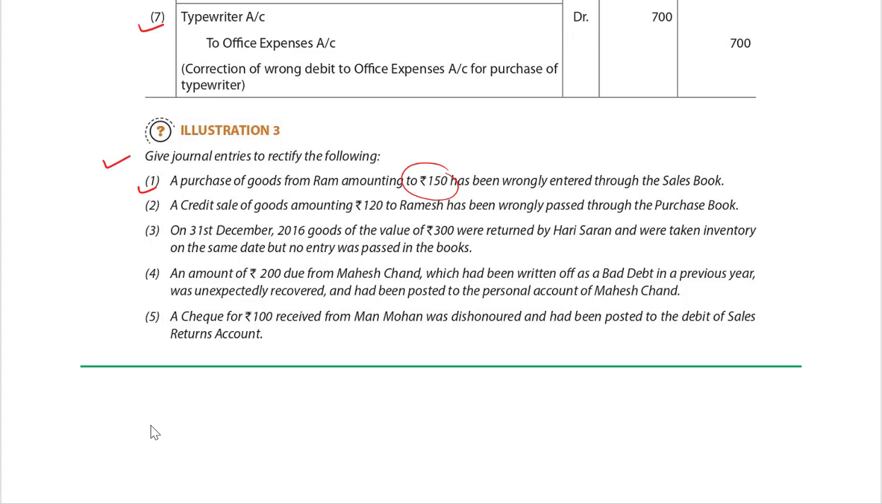What kind of error is this? So what should we do? Purchase should be debited to Ram 150. By mistake we have credited the sales account. So what entry have we passed? Sales account credit 150. A purchase of goods from Ram amounting to 150 has been wrongly entered in the sales book.